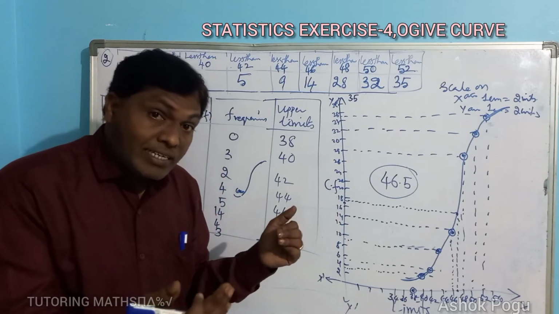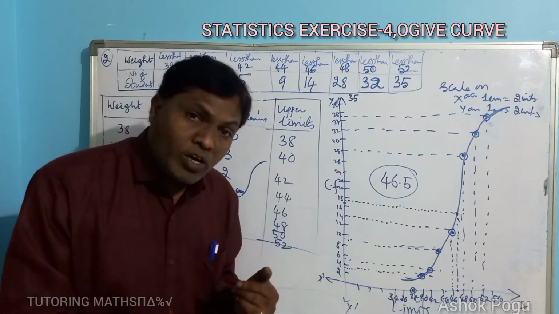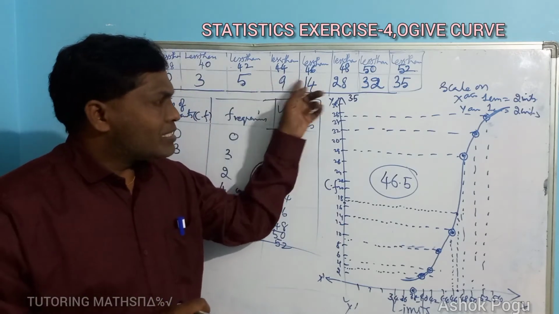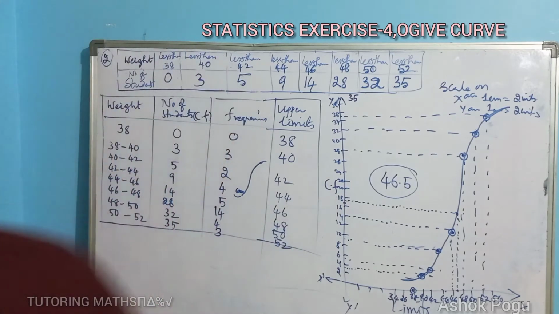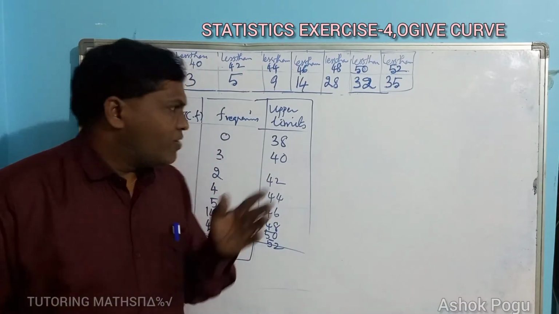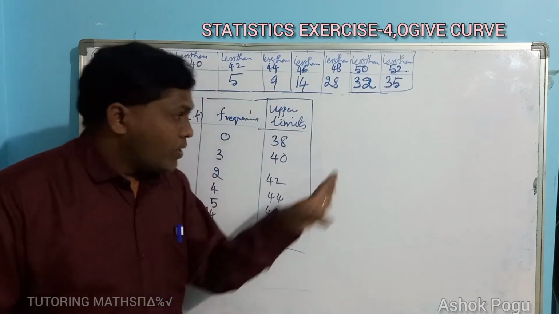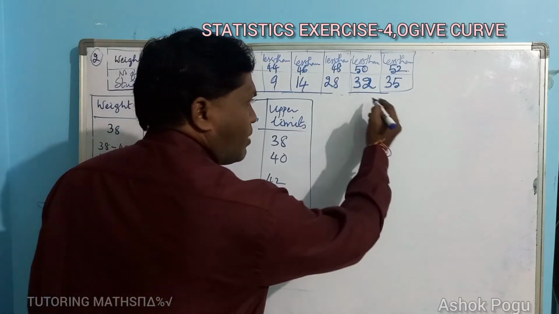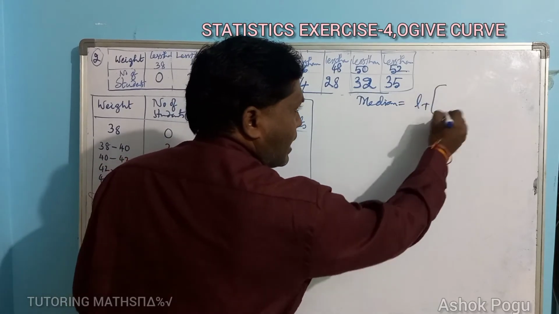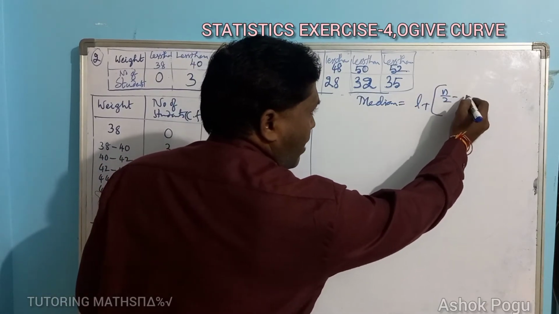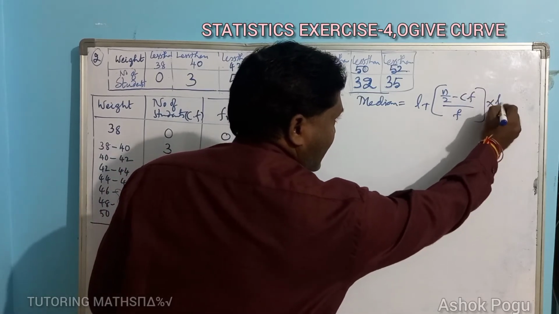Now let us start with the help of formula. How much value are you going to get for the median of this data by using the formula? Let us check. Let us find the median weight for this data by using the formula. Just now we have drawn the Ogive curve. Now let us apply the formula. What is our formula? You know that median is equal to L plus n by 2 minus cumulative frequency by median class frequency into h.